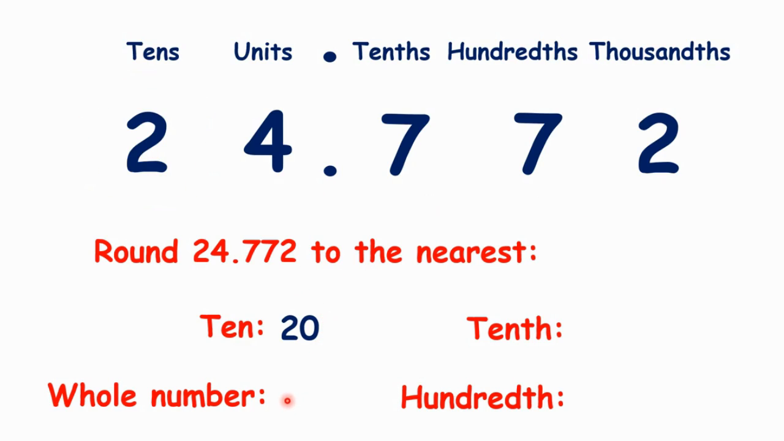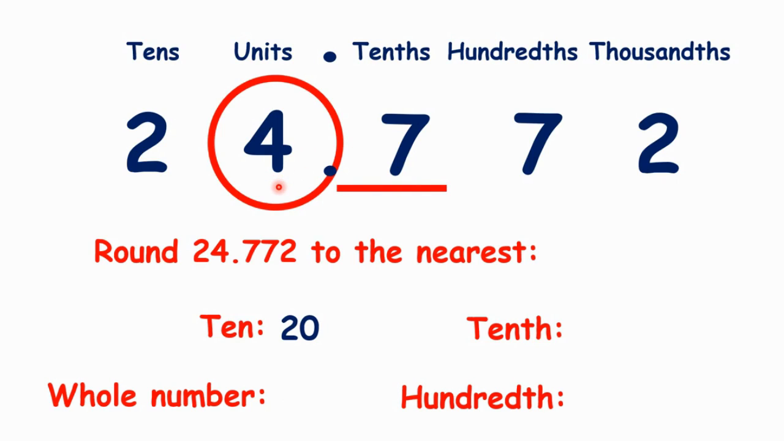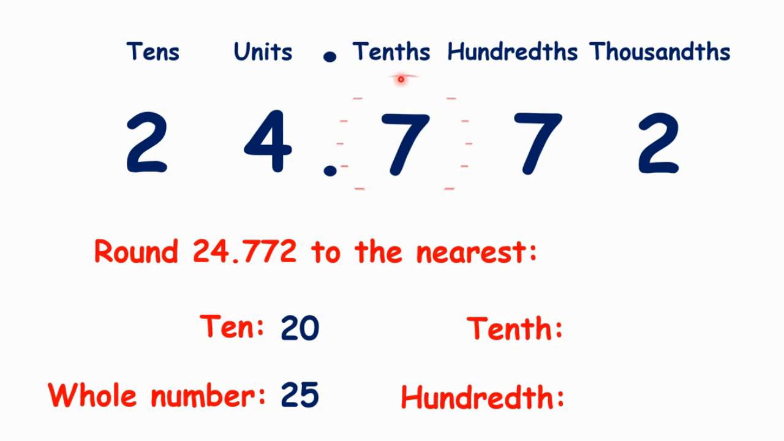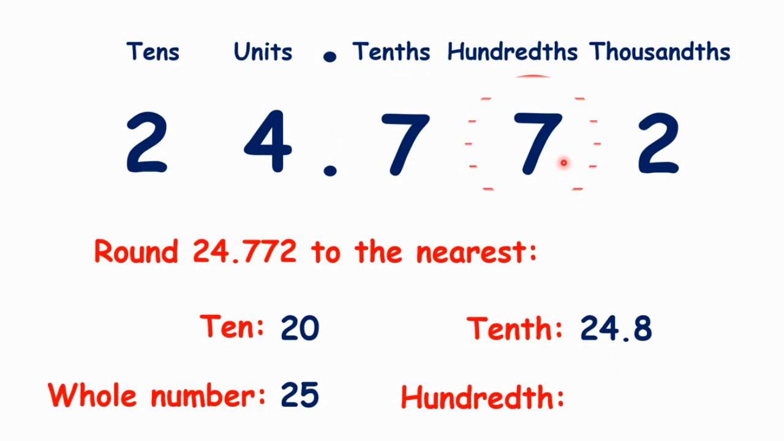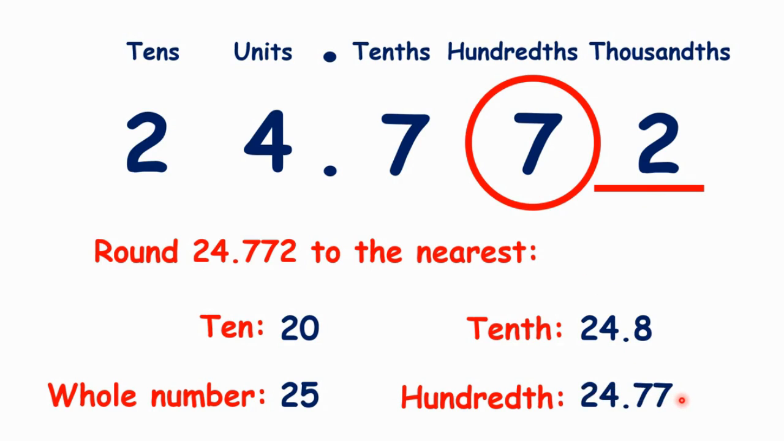Now let's round to the nearest whole number. So we find our units, look across to our tenths, and we can see that we need to round up. So that's 25 to the nearest whole number. Now rounding to the nearest tenth, we find our tenths, look across to our hundredths, and again we can see that we need to round up. So that's 24.8. And now to the nearest hundredth, we can find our hundredths, look across to our thousandths, and we can see that we're rounding down. So that's 24.77.